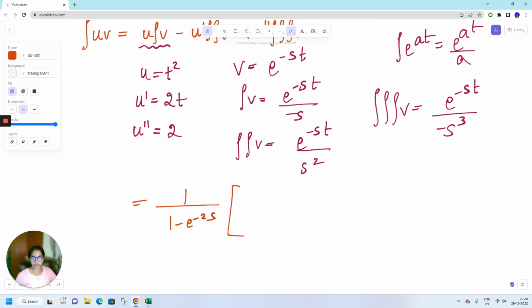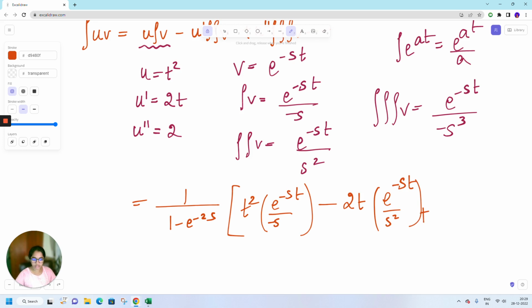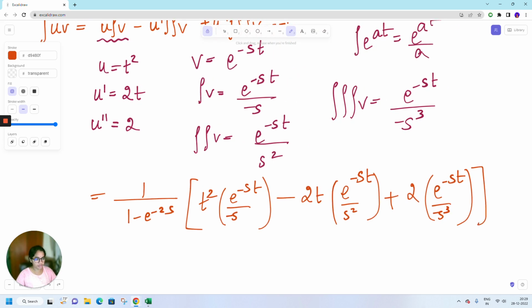The integration part would become u into integration of v, minus u dash into double integration of v, plus u double dash into triple integration of v. Okay. So what are the limits of integration? That is from 0 to 2.